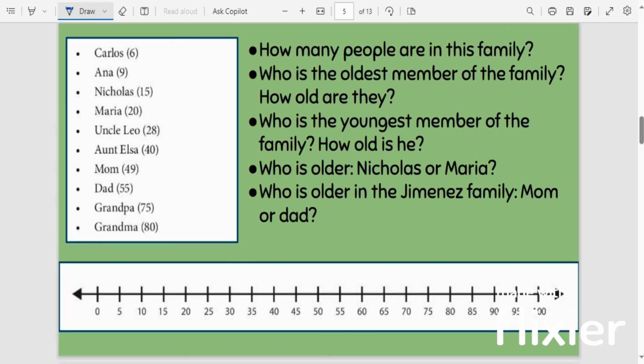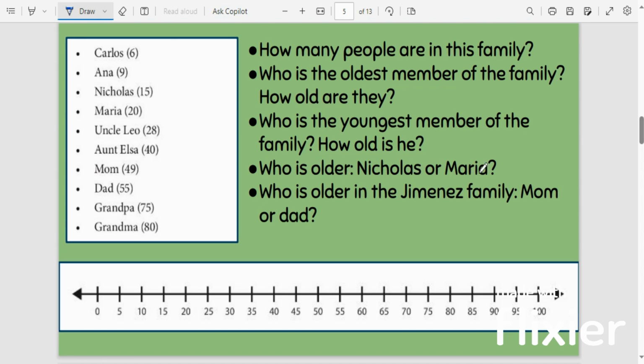All right, this is the Jimenez family. How many people are there in this family? Well, I can count. 1, 2, 3, 4, 5, 6, 7, 8, 9, and 10. All of these people are different ages within the family. Who is the oldest member of the family? Well, I can see that these are already in age order. So grandma is the oldest, being 80 years old. Who is the youngest member of the family? Well, again, I know that the first person listed is Carlos, and he is 6 years old.